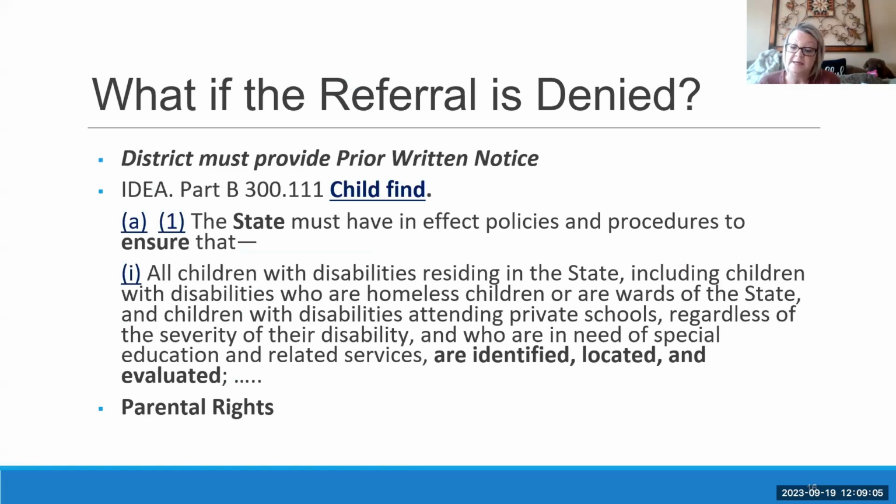What if the referral is denied? The district must provide prior written notice. Under IDEA Part B 300 Child Find, the state must have effective policies and procedures to ensure that all children with disabilities residing in that state, including children with disabilities who are homeless, or are wards of the state, and children with disabilities attending private schools, regardless of the severity of their disability, and who are in need of special education and related services, are identified, located, and evaluated, and receiving parental rights.